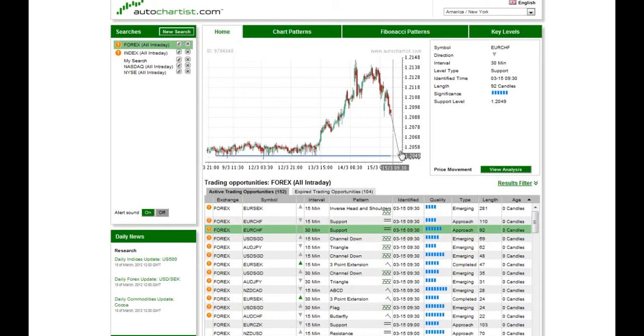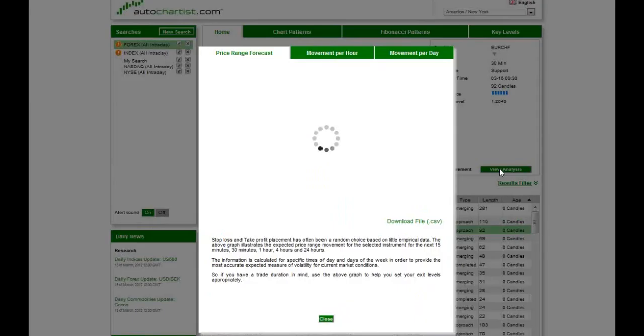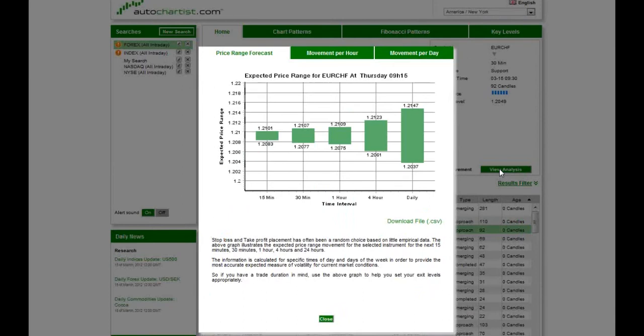Okay, now let's look at another very, very interesting feature of Autochartist, which is what we call PowerStats. Now, if you notice, there's a button to the right of the chart, and that's called price movement, and there's a little button next to it called View Analysis. So if we click the View Analysis button, and we give that a moment to come up, what comes up on the screen is what we call our PowerStats product. The PowerStats product is very, very interesting.